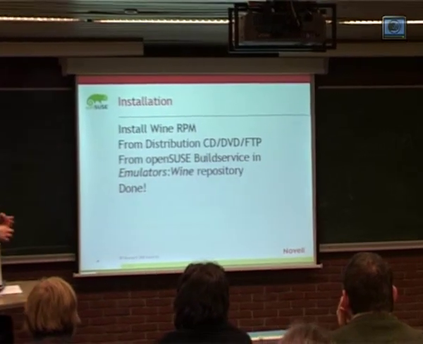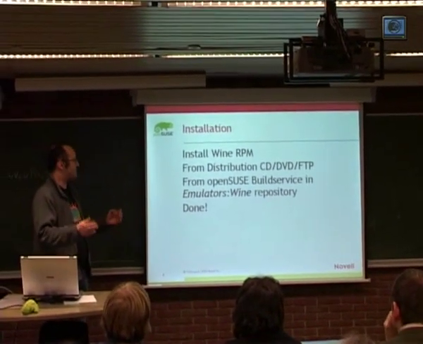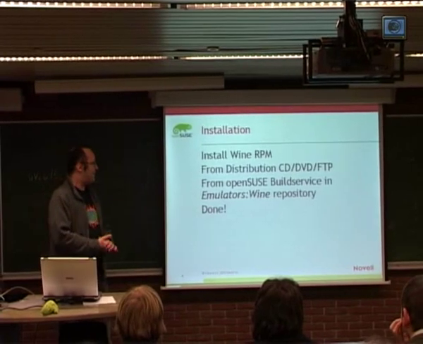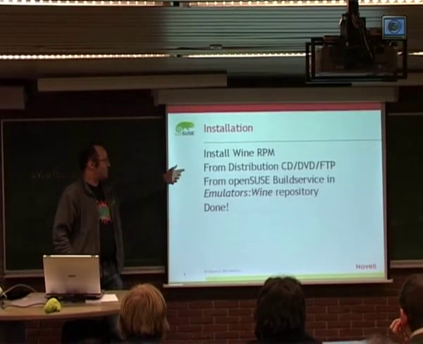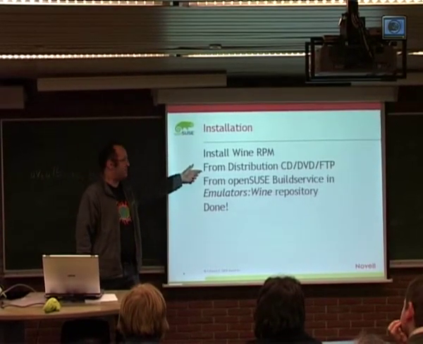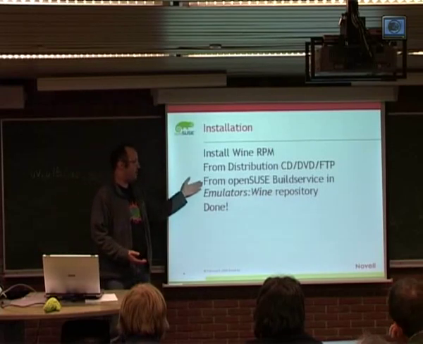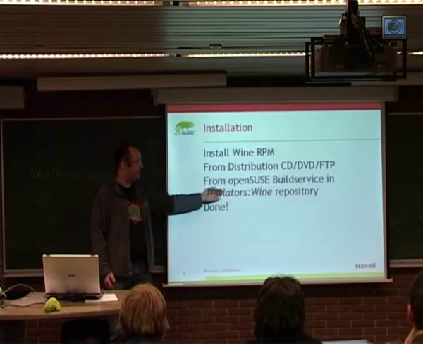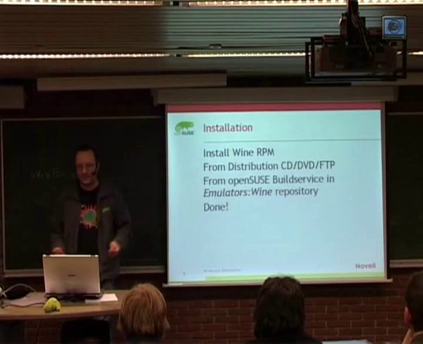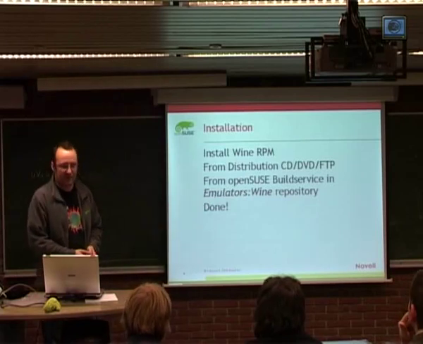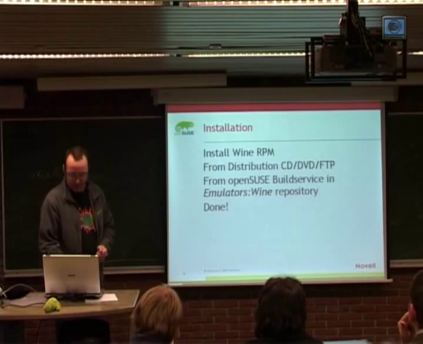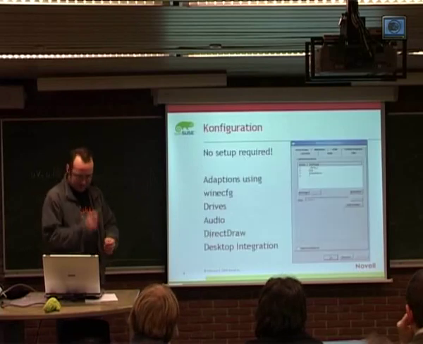So, how do we install it? For the user, it's easy. Get the Wine RPM, install it. For openSUSE, it's usually in the distribution, but of course it gets outdated quite fast. So I have, in the openSUSE Build Service in the Emulators Wine repository, always the updated packages of the current development state, and that's it.